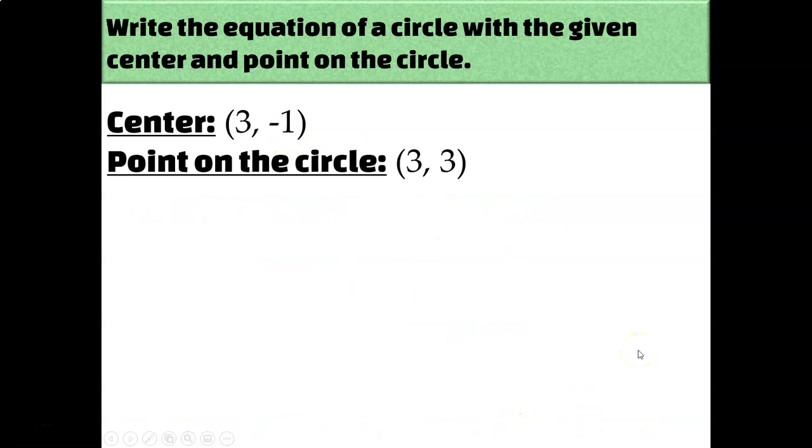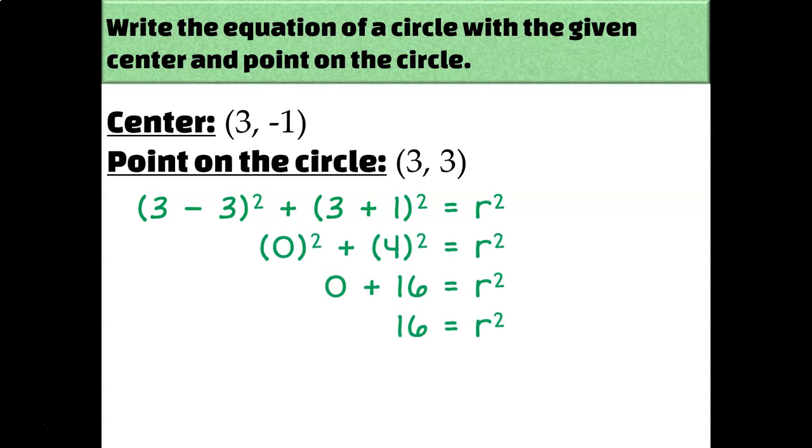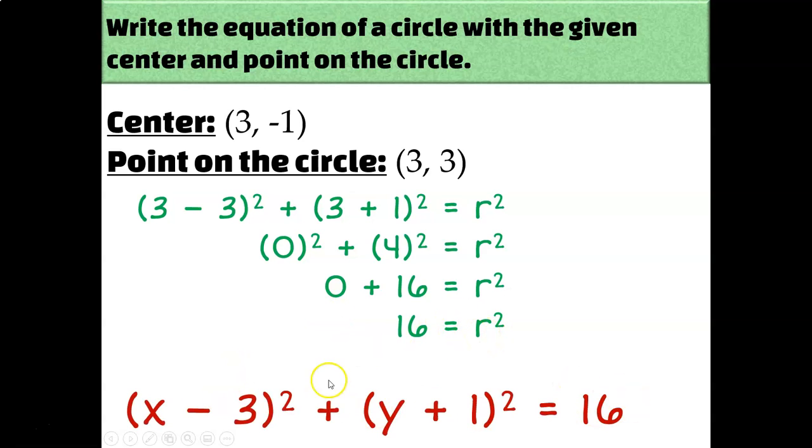So I'd like you to pause the video and try this next one on your own. Let's see how you did. Plug in those numbers into our equation of a circle formula, and we end up with r squared being 16. So I'll take my point for the center, which is (3, negative 1), and my r squared, which is 16, and this would be the equation of that circle.